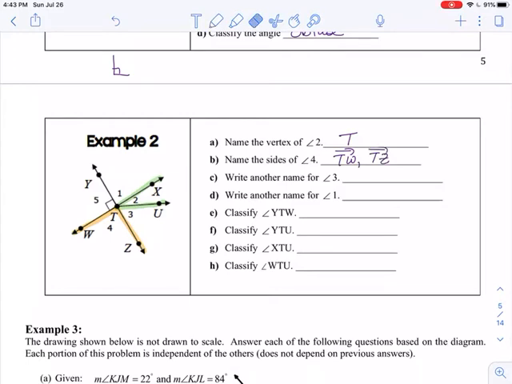Another name for angle 3. Let's get rid of some of this right here. Angle 3, I'm talking about this angle right here that I have highlighted in orange. I cannot call it angle T, because there are multiple angles going around at that vertex. I would just use the 3 letters. Make sure the T is in the middle. So I can call it angle UTZ, or you can call it angle ZTU. You don't have to write both answers, but there are 2 possibilities. Notice that T is in the middle.